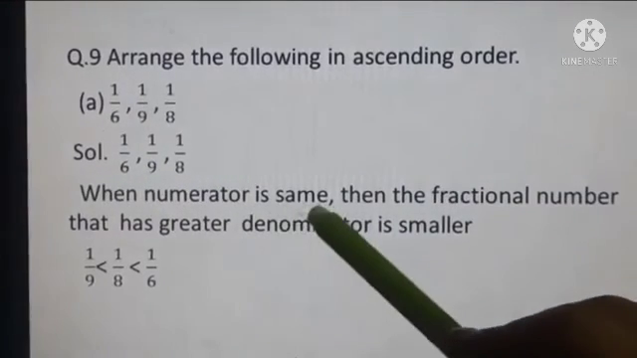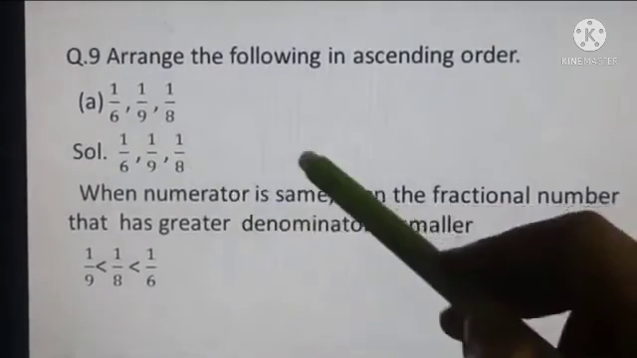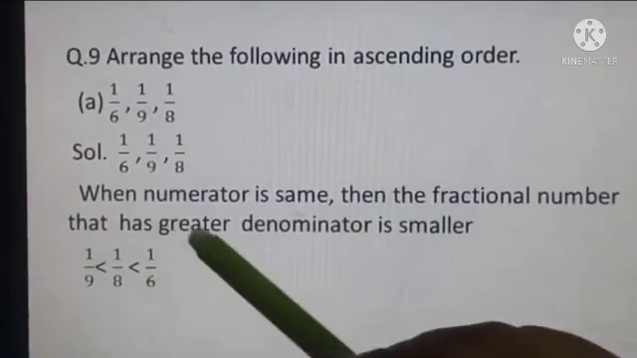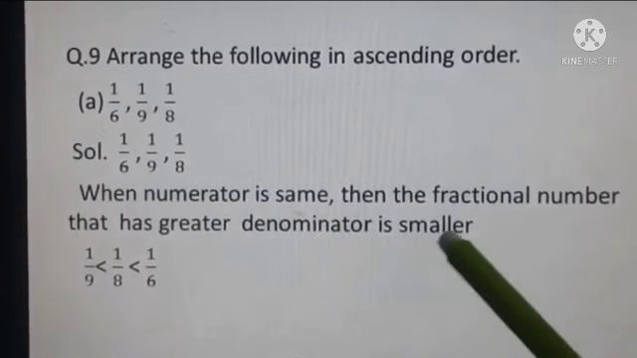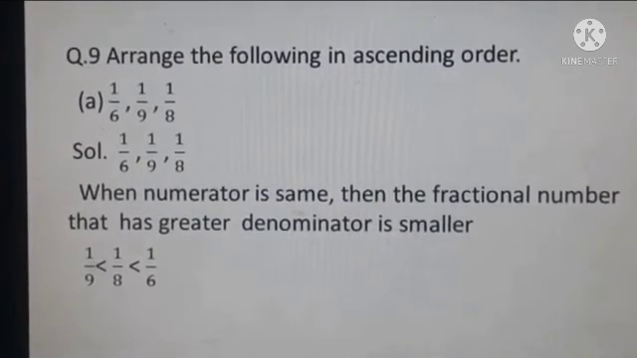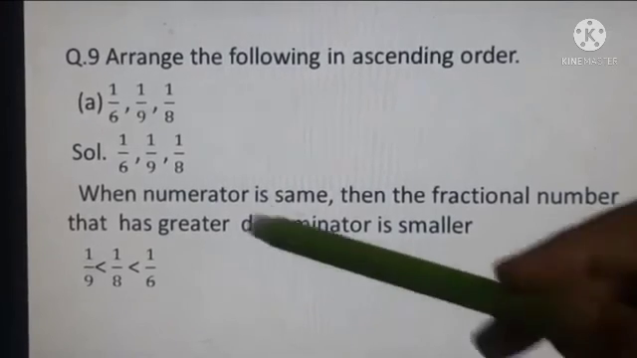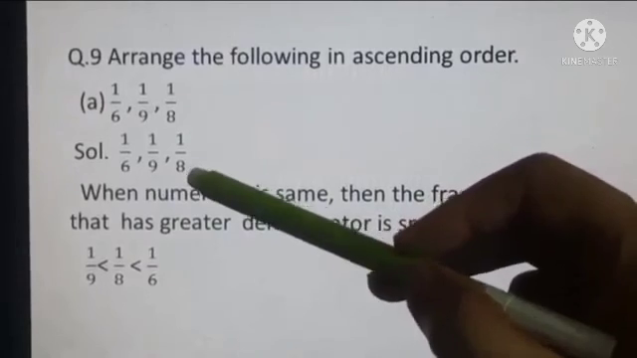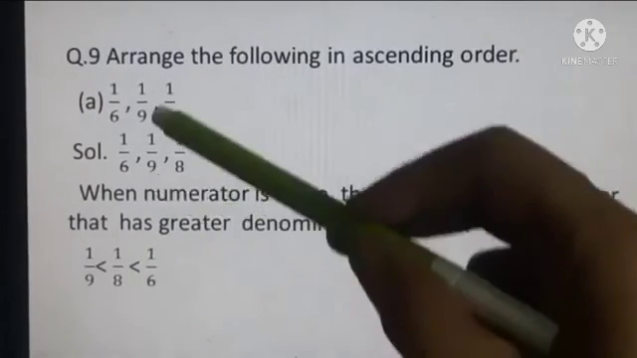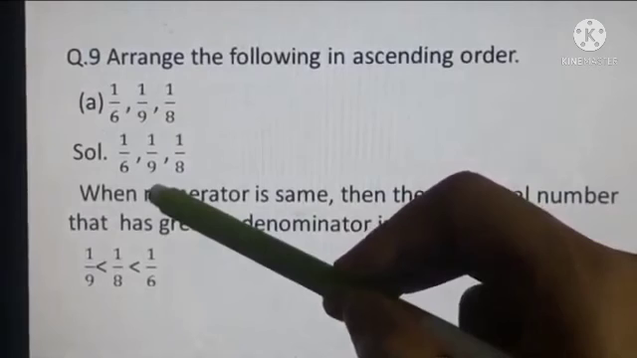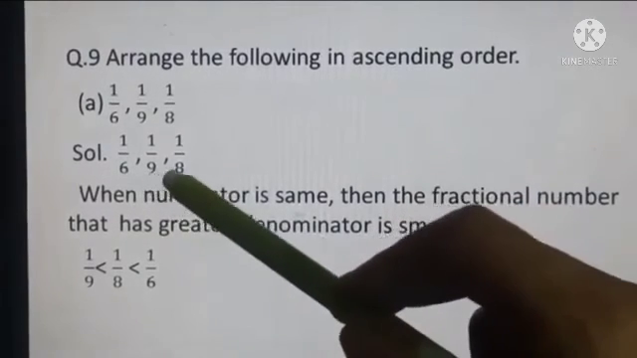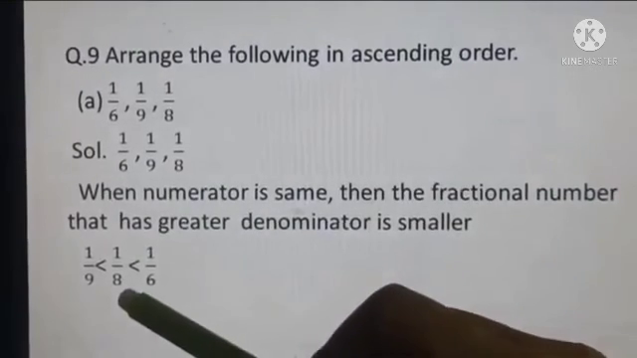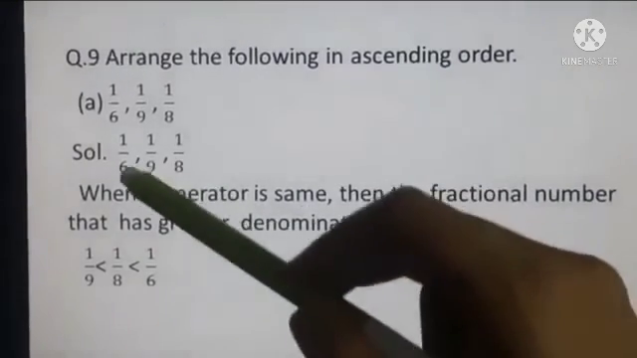When the numerator is the same, then the fractional number that has the greater denominator is the smaller fraction. Right? So see that 6, 9 and 8 are the denominators. The greater denominator is 9, so the fraction 1 upon 9 will be the smallest. Understood? Then after 9 there is 8, so the fraction 1 upon 8 will be the second fraction in our ascending order. And then last will be 1 upon 6.